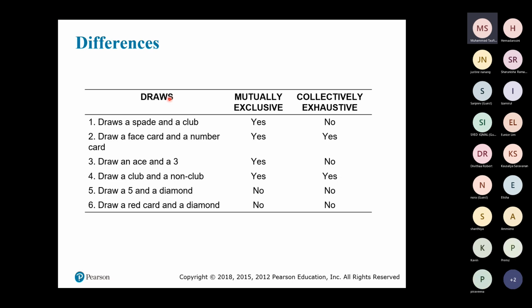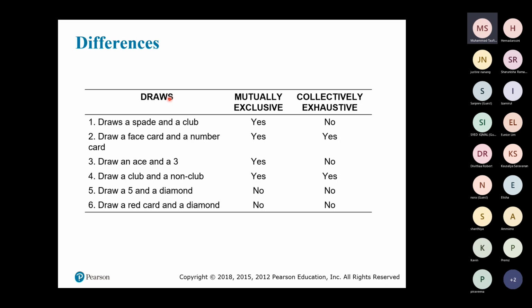And then is the event collectively exhaustive? No. Why? Because there are other possibilities. You have another two symbols in the deck, diamond and heart. If the event is draw a spade, a club, a heart, and a diamond, then it will become collectively exhaustive because you consider all the possible outcomes from the playing card deck.